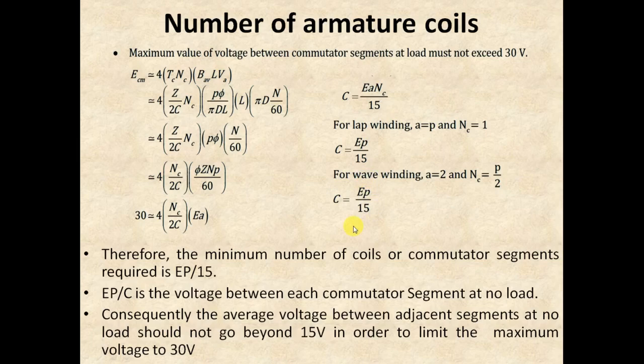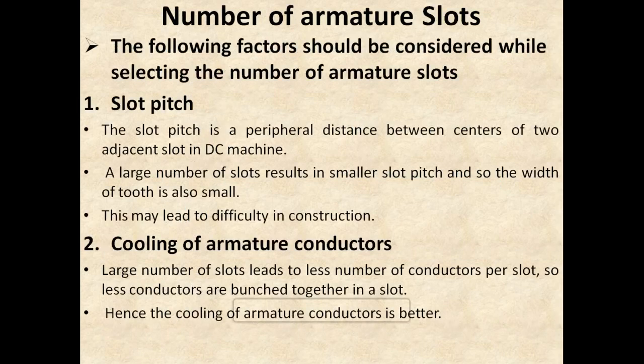The factor which leads to such a conclusion is that the maximum voltage which is existing between the adjacent commutator segments should not cross the value of 30 volt. So far we have seen the choice of number of armature coils. Next we are going to see the selection of number of armature slots. In this, first we will start with the factors which are affecting the selection of number of armature slots.